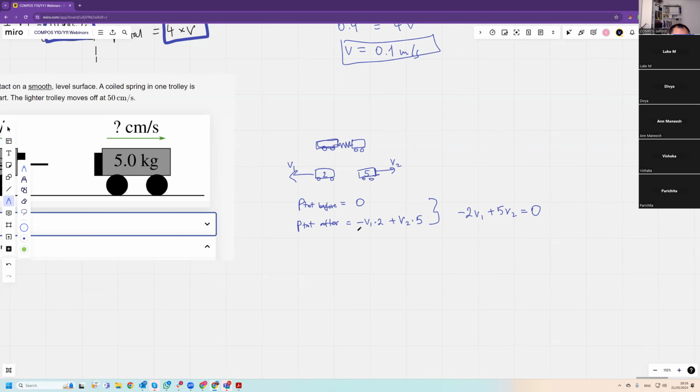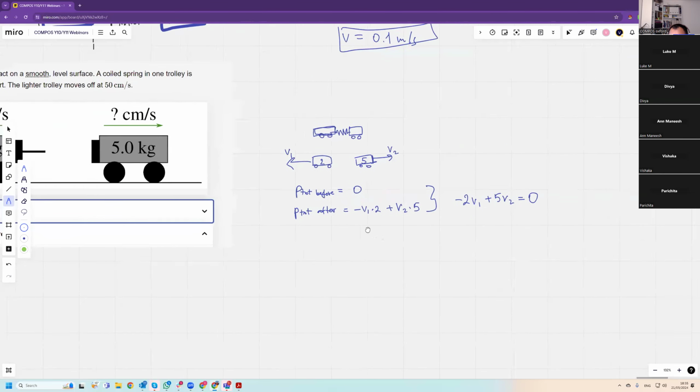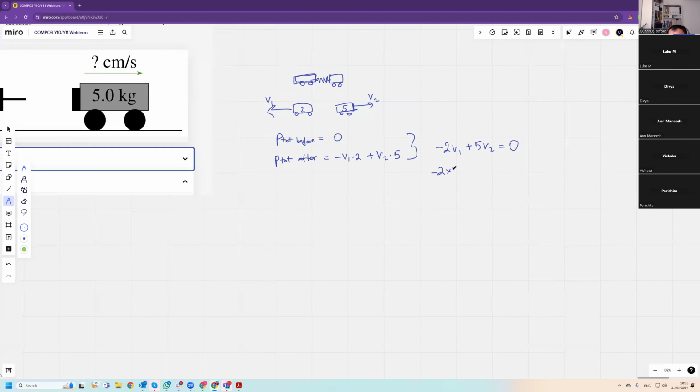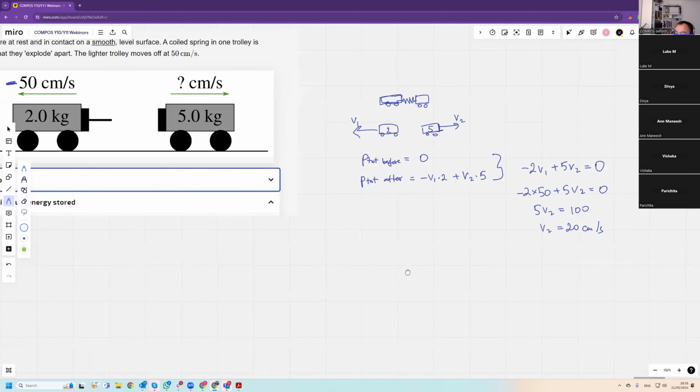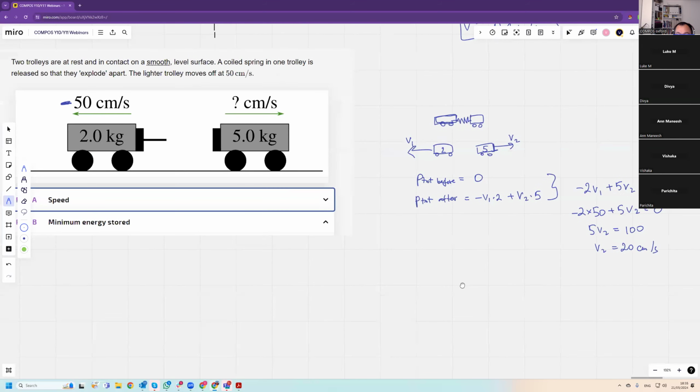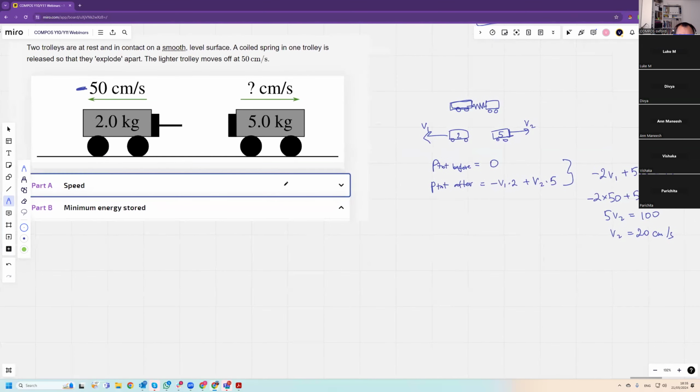But v1 is 50 centimeters a second. So minus 2 times 50 plus 5v2 is 0. So 5v2 is equal to 100. So v2 is equal to 20 centimeters a second. We need to remember that we use centimeters a second, so we're going to get centimeters a second. That's it. It's moving at 20 centimeters a second.